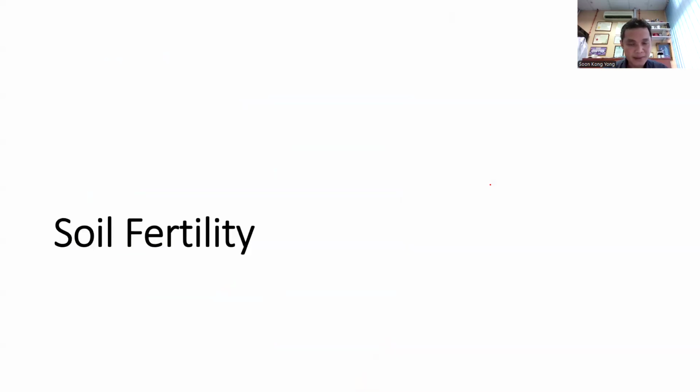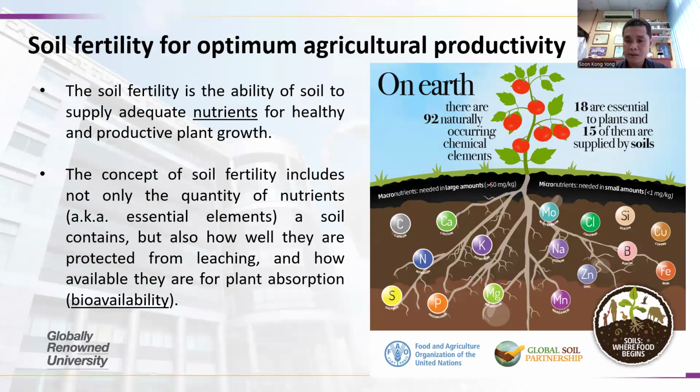So to begin with, let me start with the introduction of soil fertility. What you can see right here is a poster that I have collected from an NGO from the UN. This diagram shows how plants can grow well based on the distribution of the elements already present in the soil. Later on, I'm going to elaborate what those elements are, their categories, and also the quantities that they are needed in.